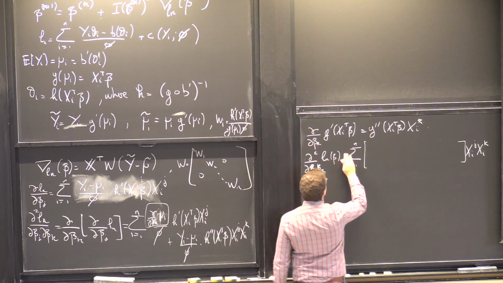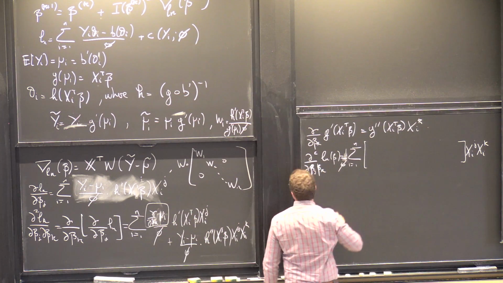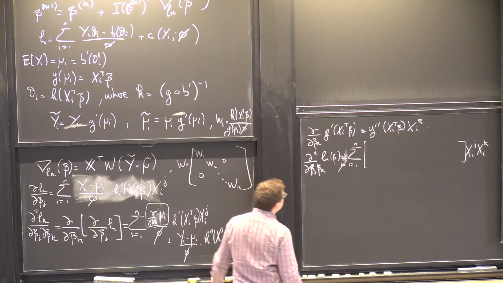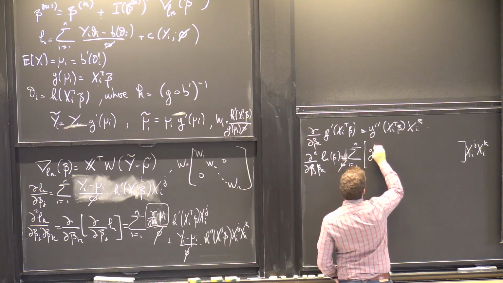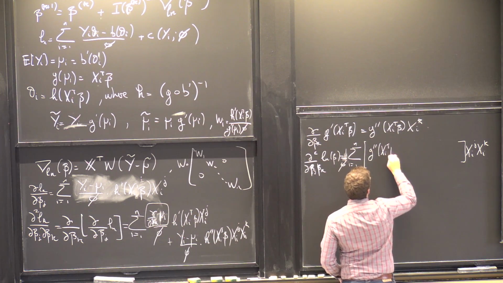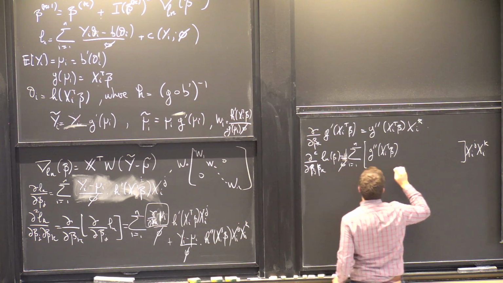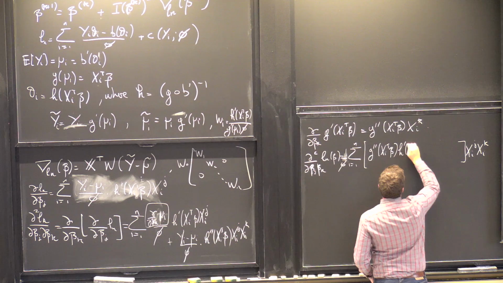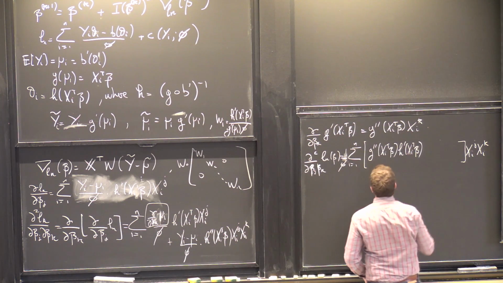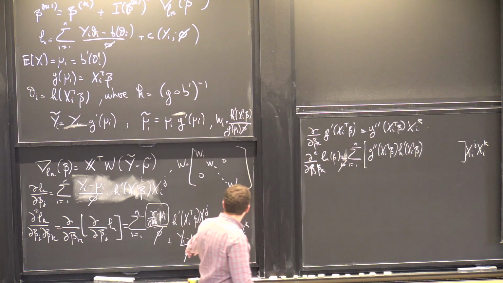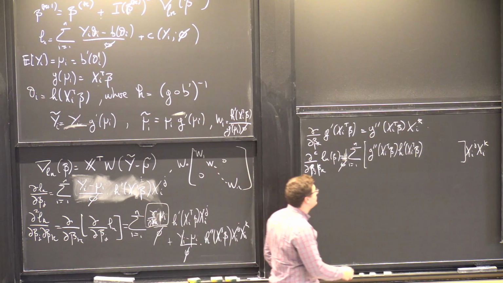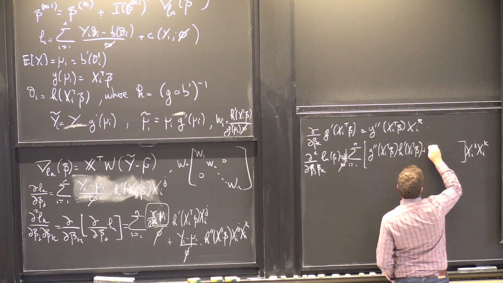The 1 over phi I can actually pull out in front. And I'm left with the second derivative of g times the first derivative of h, both taken at x_i transpose beta. And then I have this y_i minus mu_i times the second derivative of h taken at x_i transpose beta.